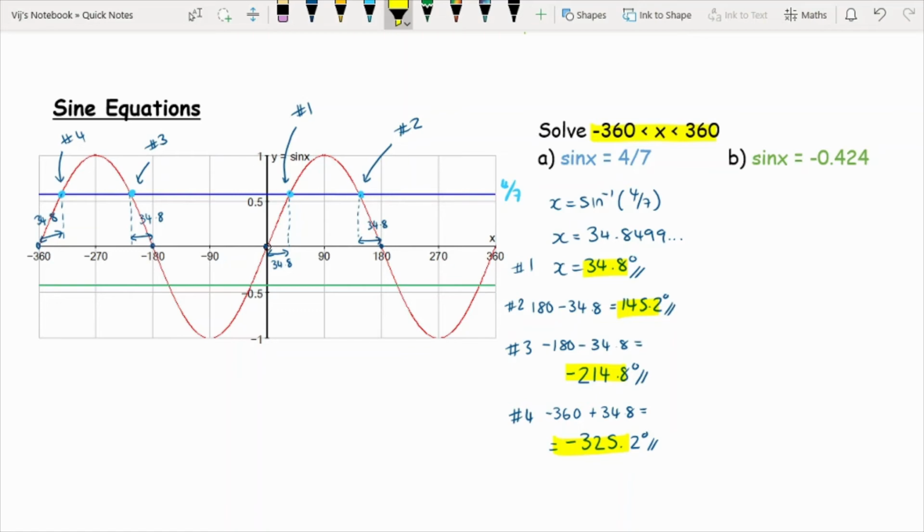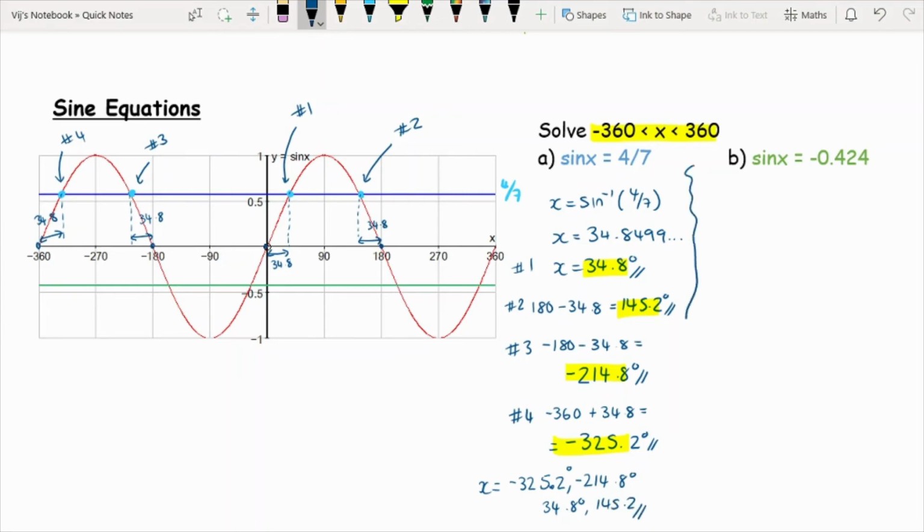So what I'm going to do now is just write down the answer a little bit neater so that examiners will find it easier to follow. And let's go in terms of size order. So we go minus 325.2. We've got minus 214.8, and I've then got 34.8 and 145.2. And there are those 4 angles.